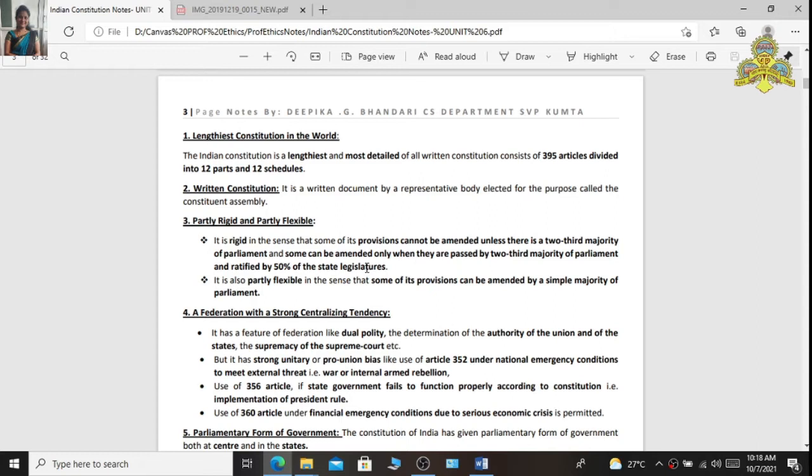And constitution has a strong unitary or pro-union bias. Like the constitution can make use of Article 352 under national emergency conditions to meet external threat such as war or any internal armed rebellion. Okay, the constitution can impose the rule called as national emergency.